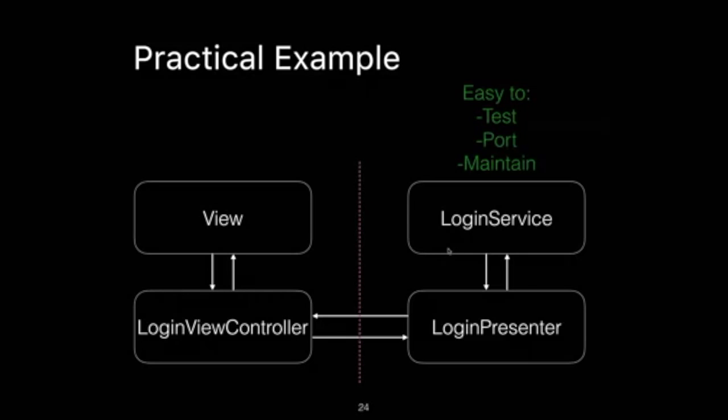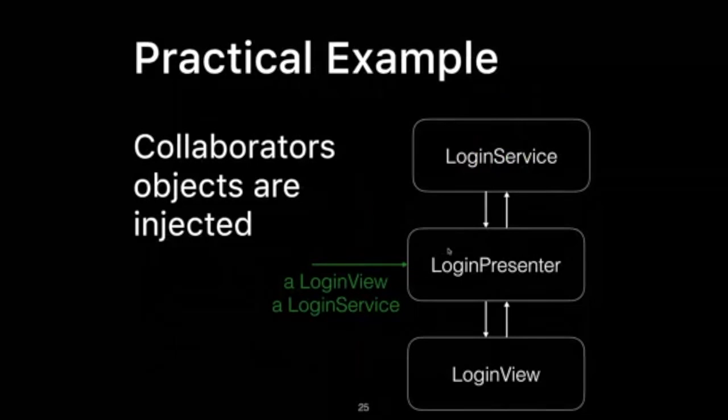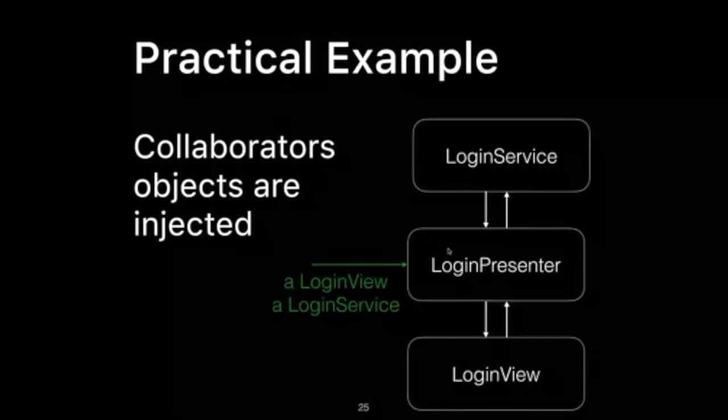This part is easy to test, it is easy to port, and most importantly, it is easy to maintain. If we decide to use another database or another kind of service, or if Apple changes the API of the framework, we should not need to change this part. Another important aspect is that collaborators are injected into our framework independent parts, so that it is easy to test them and that we can choose their behavior by injecting different types of components and not by changing the collaborators.